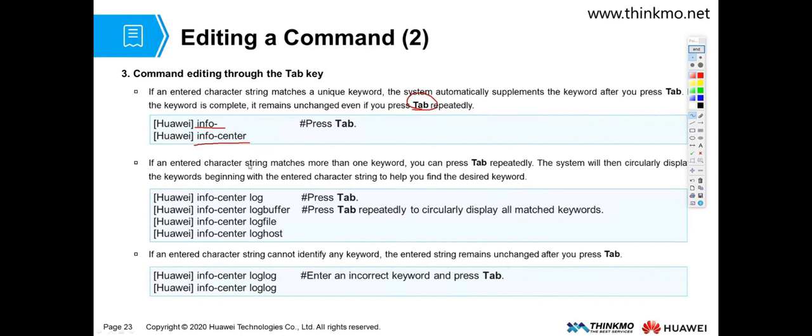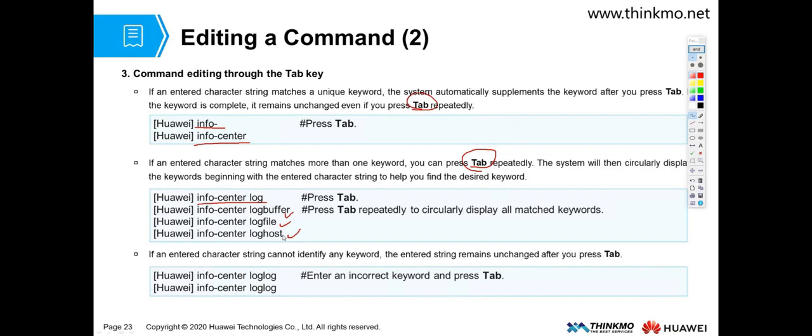If the characters we input match multiple keywords, we can repeatedly press the tab key. Then the system will automatically cycle through the words that start with the input characters to help us find what we need. For example, here I input InfoCenter log, and when I press the tab key, it might have these three options. It will display one option with the first tab press, then the next option with another tab press, and so on. Let's try another one.